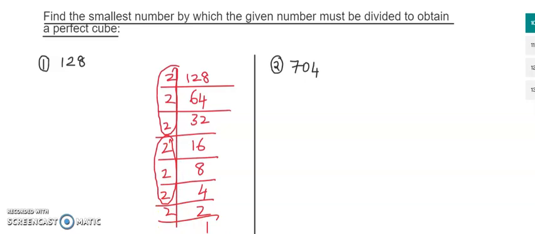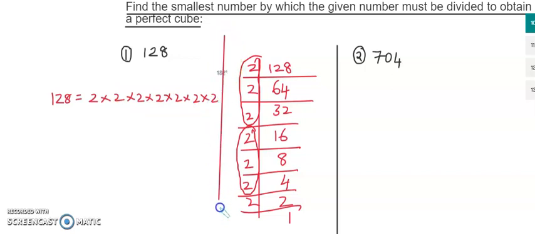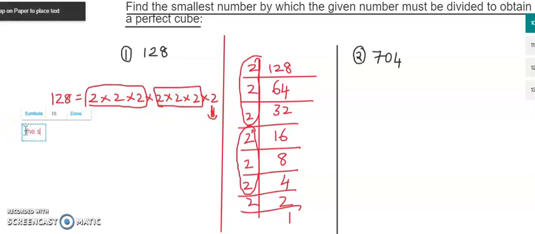One 2 is extra. So can we say that 128 is equal to 1, 2, 3, 4, 5, 6, 7, right? So I have 7 2's. So this is one group of triplet and this is the second group of triplet. So what is extra left out here? That is the 2. So we'll be dividing by the smallest number.